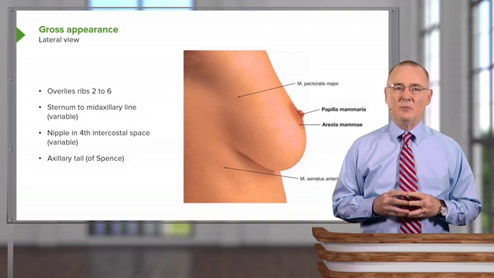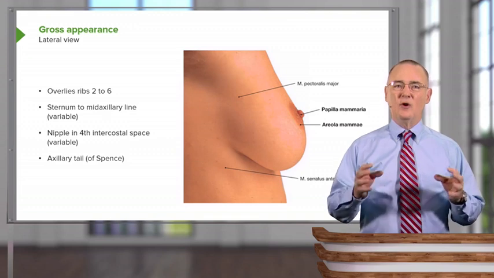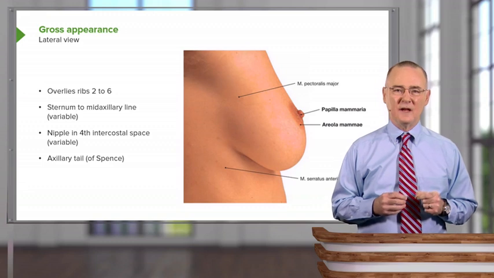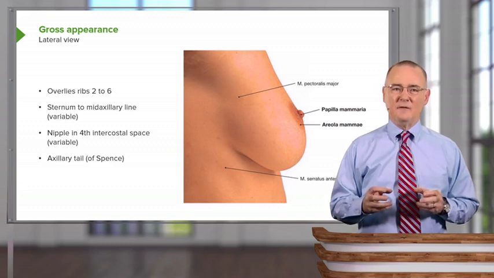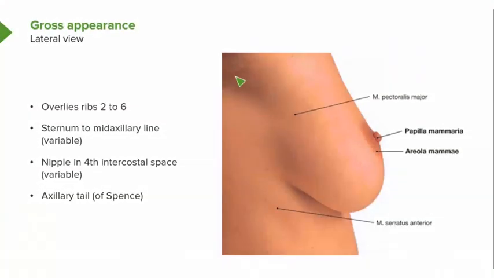Here we're looking at the breast in a lateral view. The breast is said to overlie ribs 2, 3, 4, 5, and 6. It will generally run from the sternum to the mid-axillary line, and in the lateral view, our mid-axillary line would be approximately in this location. However, in this particular individual, the breast tissue does not quite make its way that far posteriorly because there is variability, and that variability is due to variations in breast size.